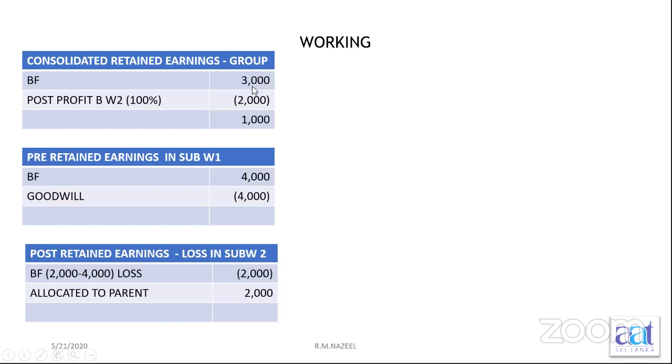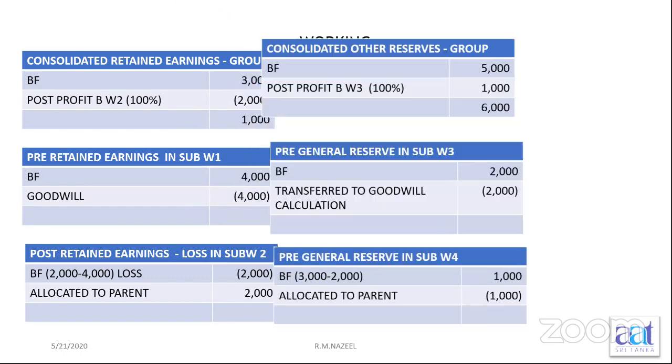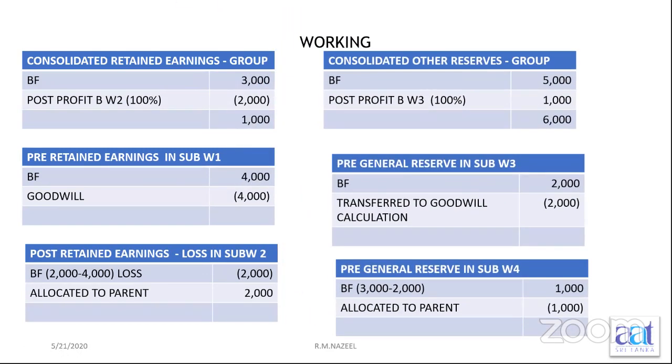Parent had a profit of 3,000. He absorbed the loss. Therefore, the profit comes as 1,000 rupees. Very important, very cardinal, 1,000 rupees, right? Okay, general reserve, same variation, 2,000 rupees pre taken to goodwill, 1,000 rupees post that has taken to the parent, right?